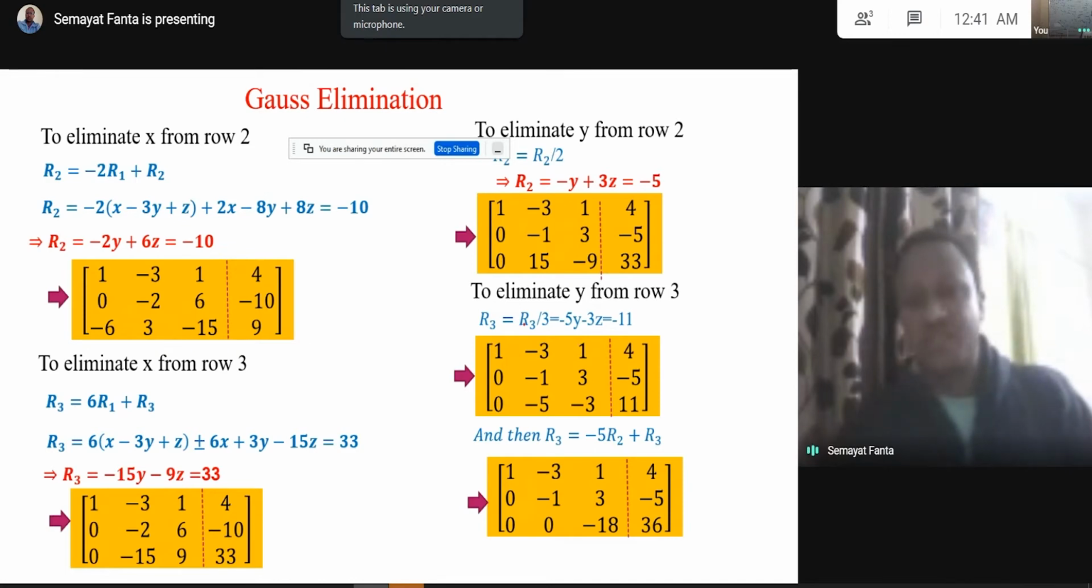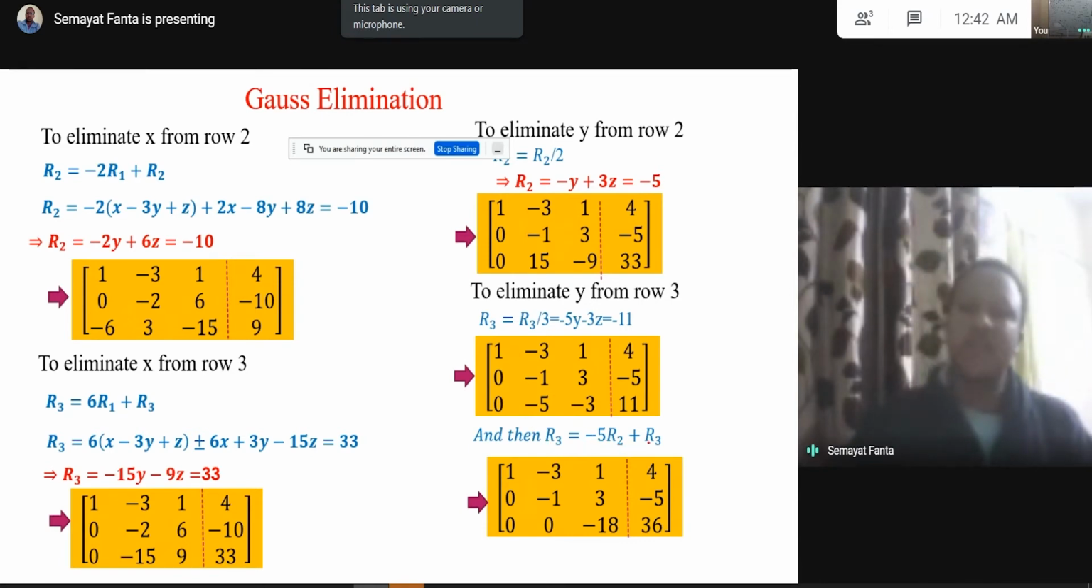And then row 3 is equal to row 3 over 3. That gives us minus 5y minus 3z, which is equal to minus 11. And finally, row 3 should be eliminated by row 3 is equal to minus 5 times row 2 plus row 3, which gives us minus 18z, which is equal to 36.